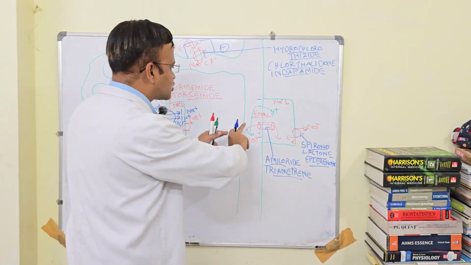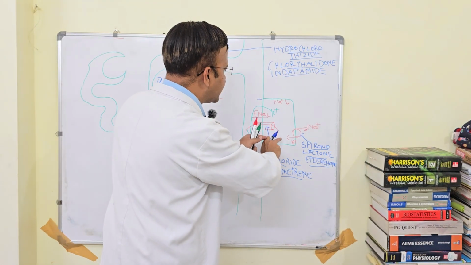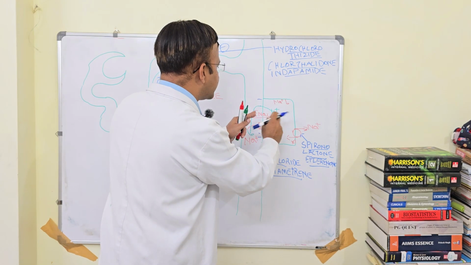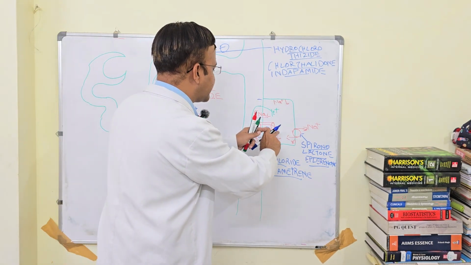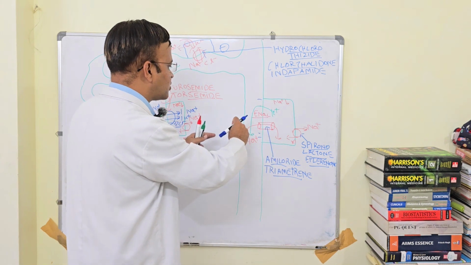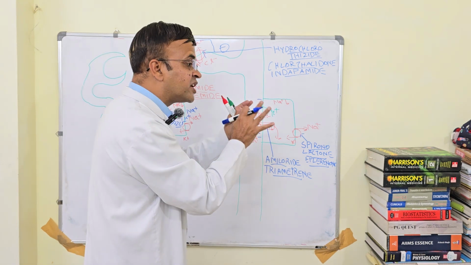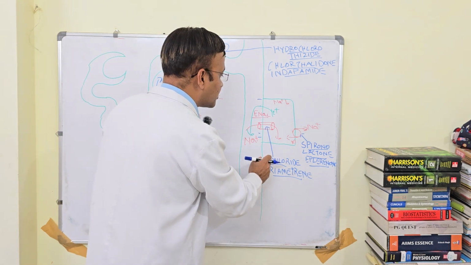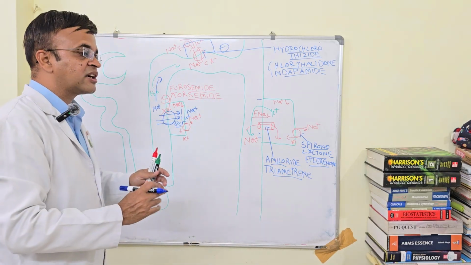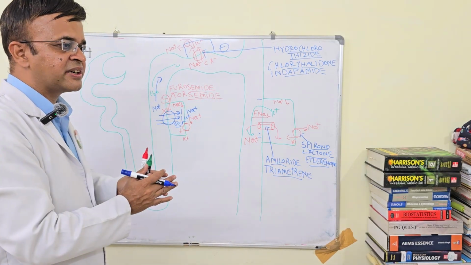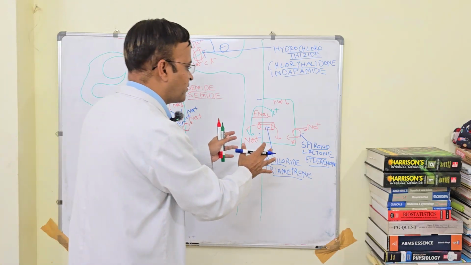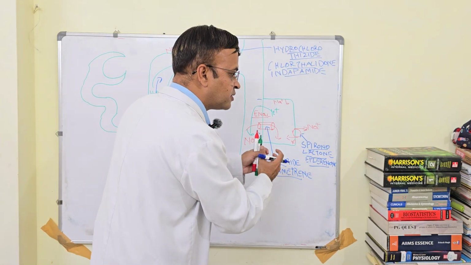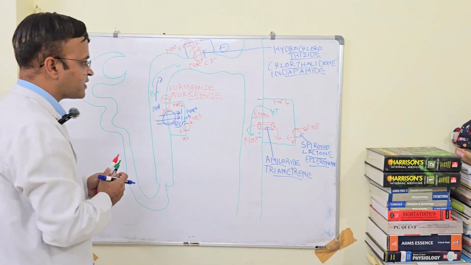But in this case, the sodium won't be reabsorbed. So there will be no negative charge over here to suck out potassium. Since the sodium is not getting reabsorbed, the potassium won't come out. So this will lead to preservation of potassium. So both amiloride and spironolactone are called potassium sparing diuretics. They are actually mild diuretics, and are given when we actually want to preserve potassium, right?